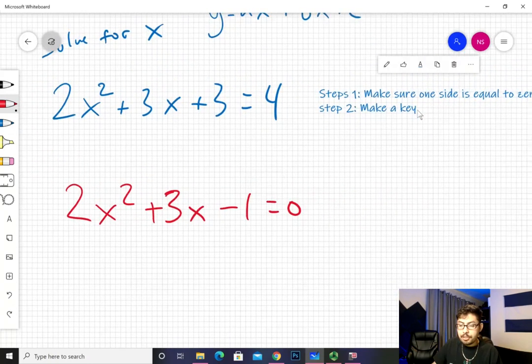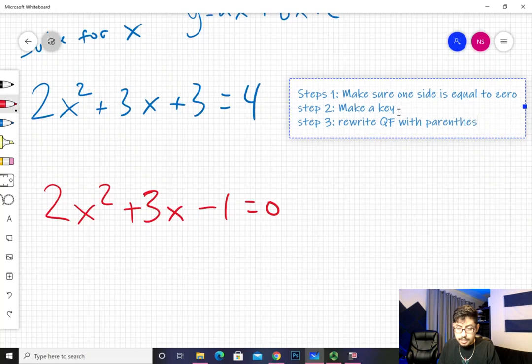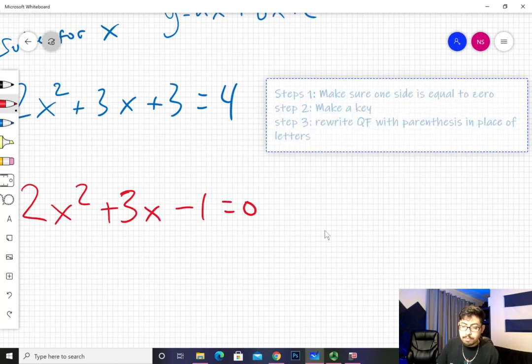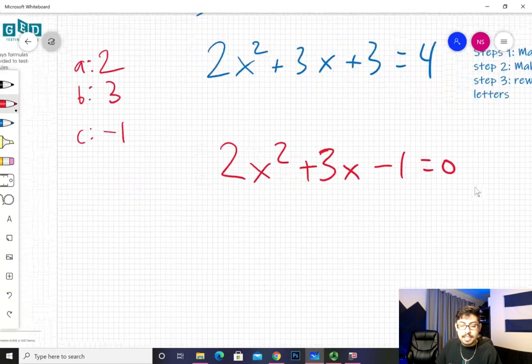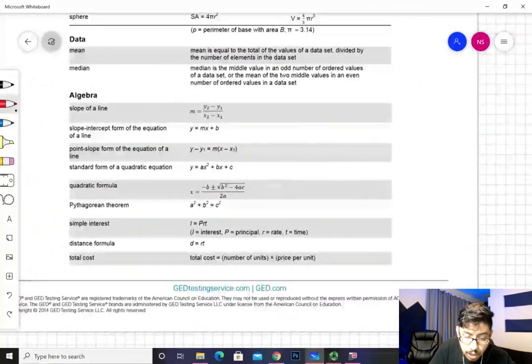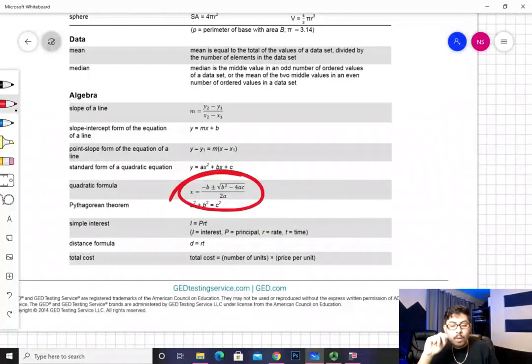So, step number 3. After we made our key, step 3, rewrite quadratic formula, QF, with parentheses in place of letters. Okay? Let's see what that means. Well, all that means is this. We go to our formula sheet again, right? Let's zoom in if we need to. Our quadratic formula is right there. We are going to copy that formula, and wherever I see a letter, I'm going to substitute it with parentheses.